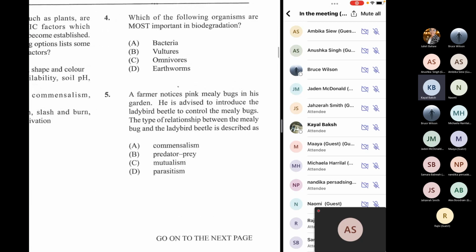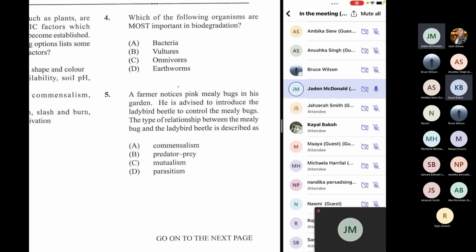Number 4, Jaden. Which of the following organisms are most important in biodistribution? I put A, bacteria. Bacteria is most important because they actually return the minerals or the nutrients back to the environment. They actually prevent the accumulation of waste as well. All right, next one, number 5.